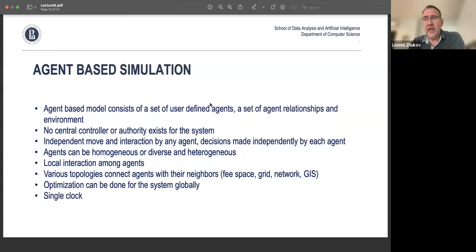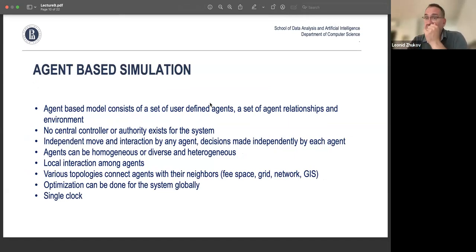So if I want to simulate agents, what do I do? Well, we need to define the agents. We need to define the relationships between agents, and we need to define the environment. We don't need a central controller. And then every agent will behave according to the rules that we put into the agents.